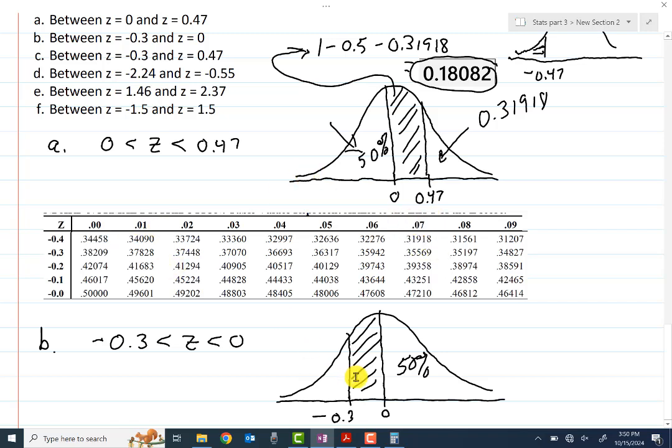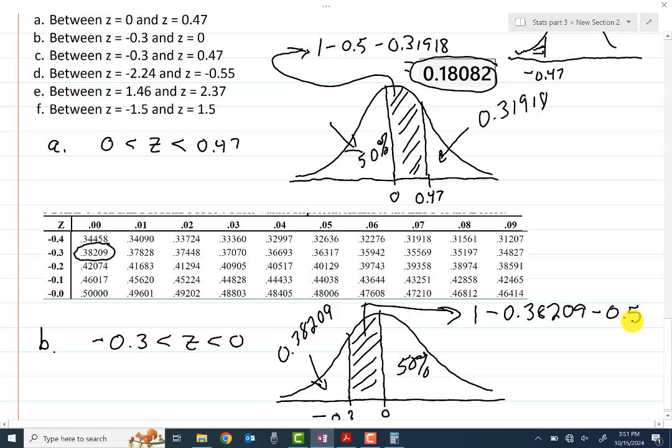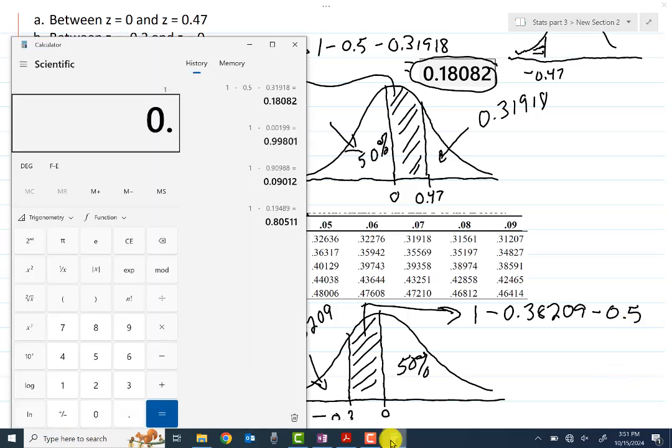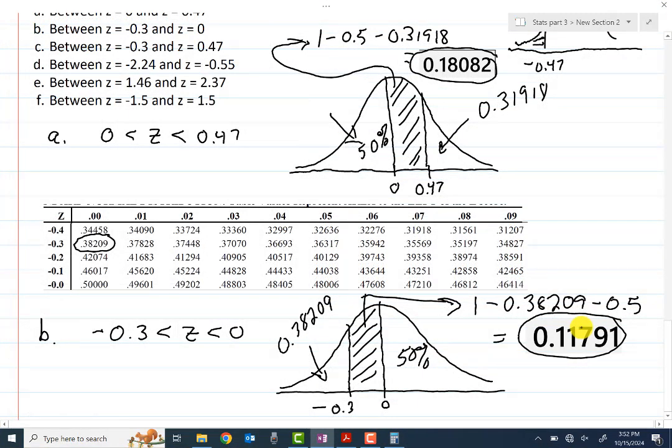And negative 0.3 is actually right in this spot here. That makes sense. 38, that looks like it could be about 38%. So that area found from the table, 0.38209. And then this piece here, I'll take 1 minus 0.38209 minus 0.5, which is the 50%. Little less than 12%.